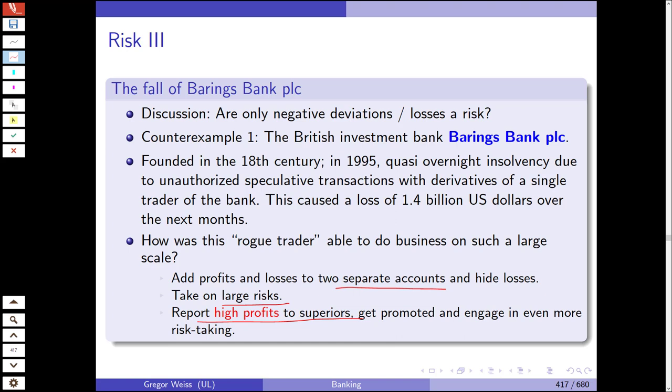And you can see that this is a good example. It's a counterexample for the idea that only losses matter. If superiors had questioned those high profits he was able to report throughout his career, they should have seen that something was off. It was too good to be true. So yes, usually, and after these next two slides, we'll concentrate on financial losses. But you always have to keep in mind that it's also sometimes suspicious if someone is only reporting high profits and if it's too good to be true.